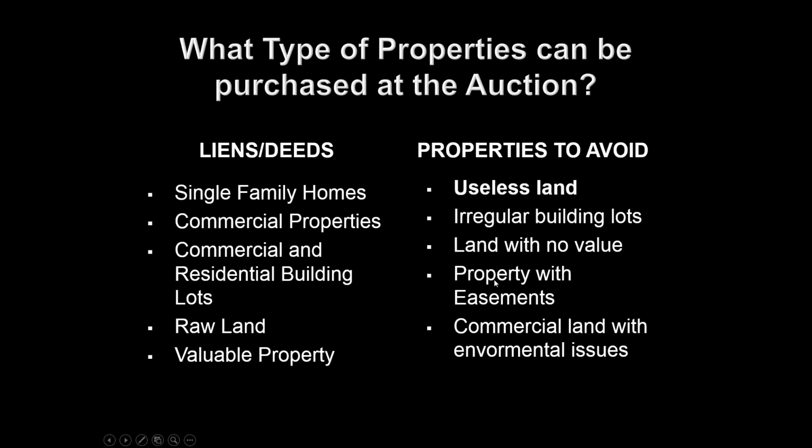So what types of properties can you purchase at the auction? Well, you can purchase single-family homes. You can purchase commercial properties, commercial and residential building lots. In fact, this is a great type of property to purchase. Everyone wants the single-family homes, and so sometimes the single-family homes are going to have a little bit more competition, and so sometimes you may pay up for a single-family home.